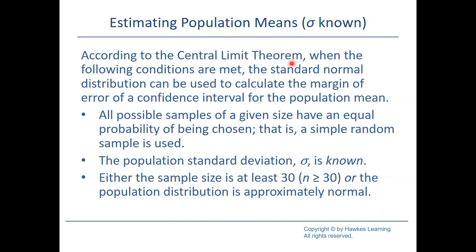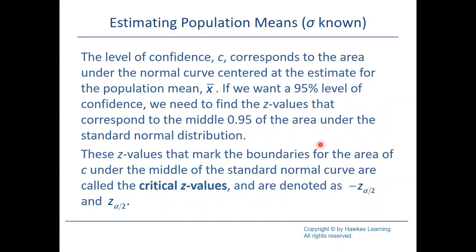But in all the problems we talked about in Chapter 7, I had already given you the population standard deviation. It was known. So now we have to figure out whether it is actually known in order to do this interval. Now, the level of confidence, which we're going to call C, corresponds to the area under the curve, and that area is centered about our population mean or our point estimator, which is x bar.